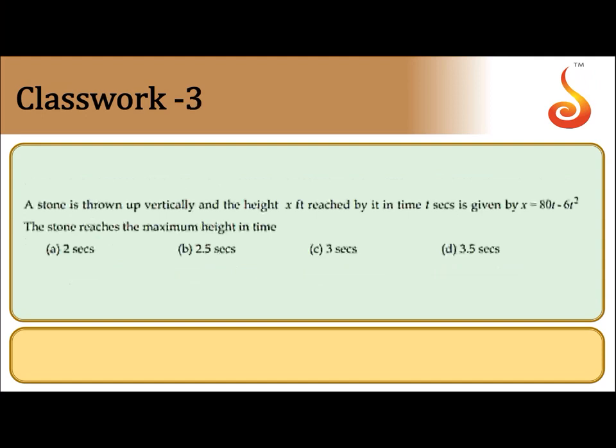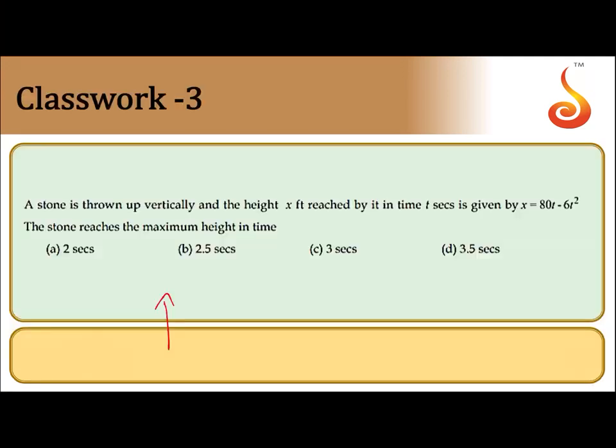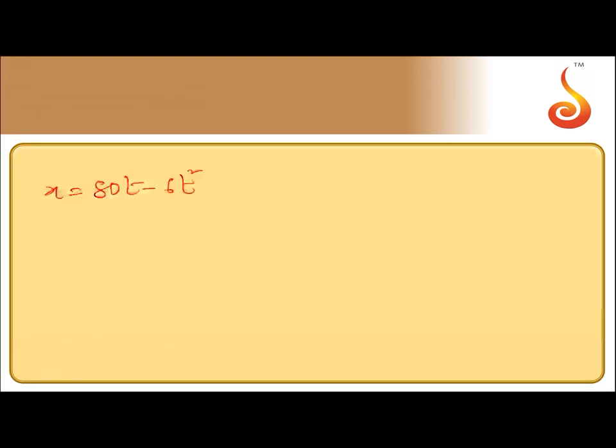Coming to the third one. A stone is thrown vertically, and the height x feet reached by it in time t seconds is given by the formula x = 80t - 6t². The question is, the stone reaches the maximum height in what time? The height is maximum only when the velocity is equal to 0.